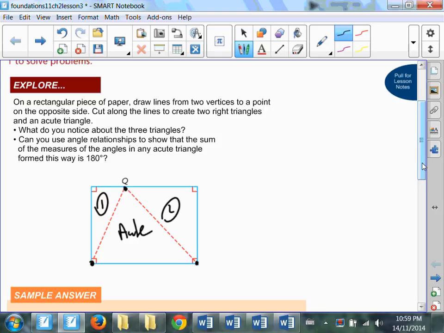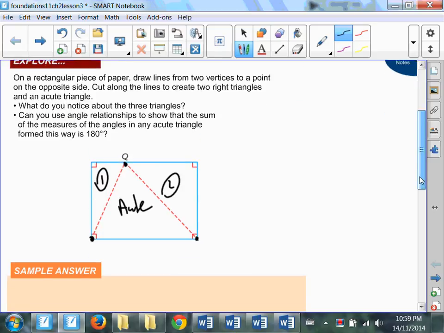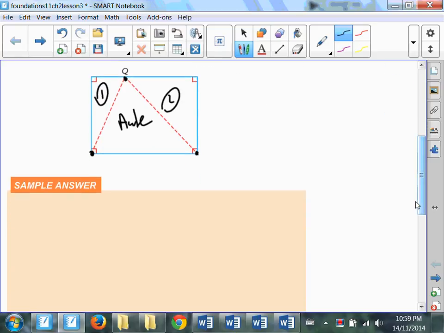What do you notice about the three triangles? Can you use angle relationships to show that the sum of the measures of the angles in any acute triangle formed this way is 180 degrees? So, someone please pause this video. I'm going to wait here, not really, but wait for about 5 or 7 minutes before resuming the video, hopefully giving you enough time to work through this. Feel free to give a little bit less or a little bit more, depending on how things go.